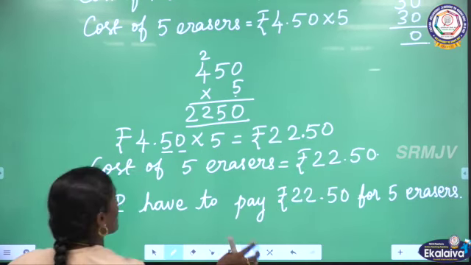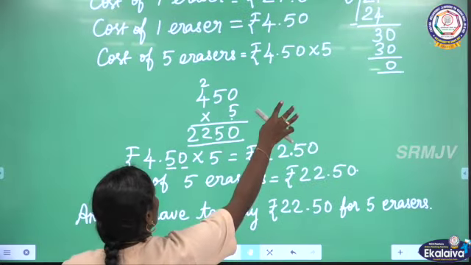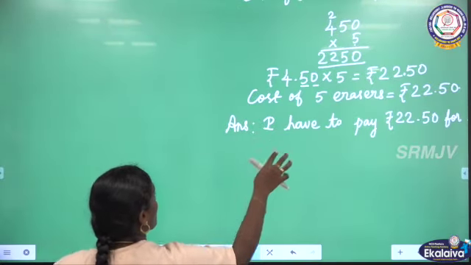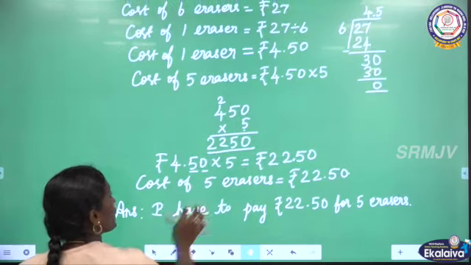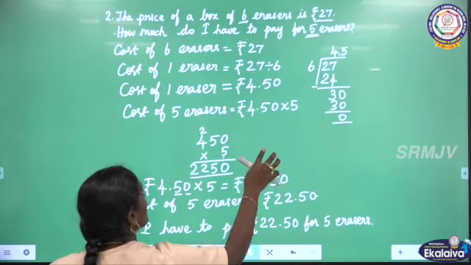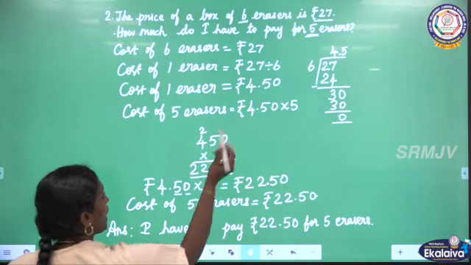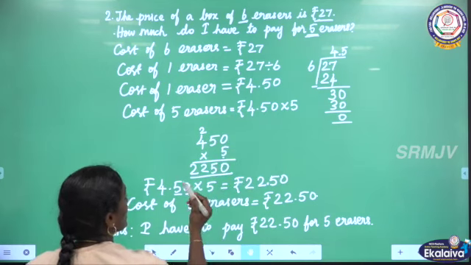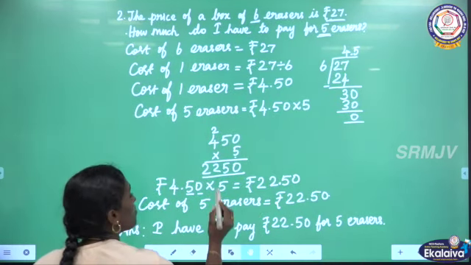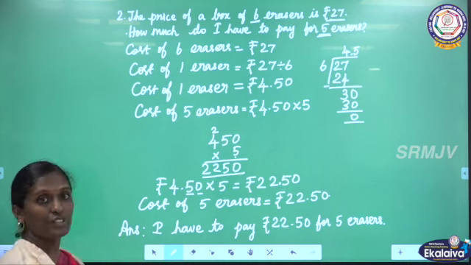Okay. See children, from the cost of 6 erasers, we are finding the cost of 1 eraser by using division. After that, we are finding the cost of 5 erasers by using multiplication. This is called unitary method.